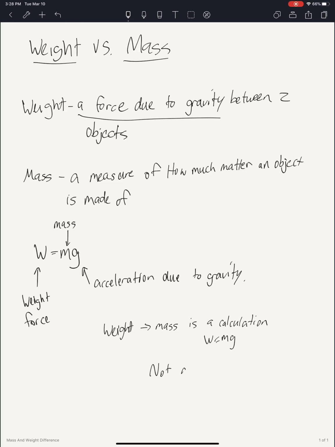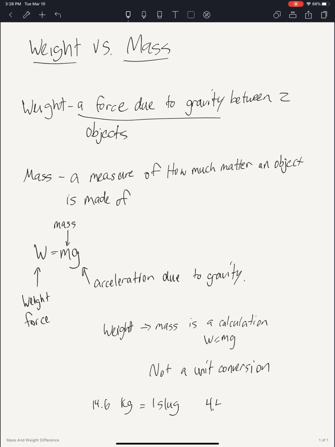Not a unit conversion. You can only convert units between two things that are the same dimension. For example, 14.6 kilograms is equal to 1 slug. And that's true everywhere universally because these are both masses. It doesn't depend on where you are. 14.6 kilograms is a slug.